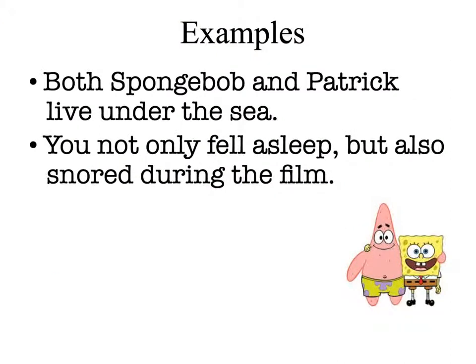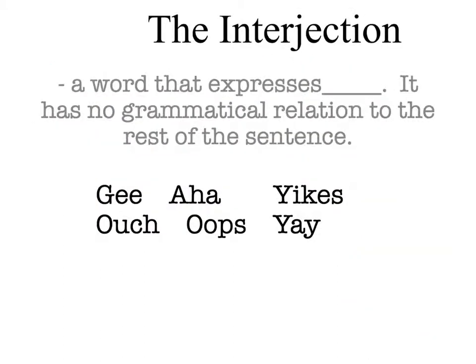Here are some examples. Both SpongeBob and Patrick live under the sea. You not only fell asleep, but also snored during the film. Correlative conjunctions work in pairs. Coordinating conjunctions do not.